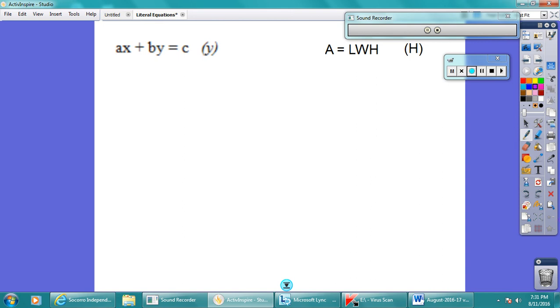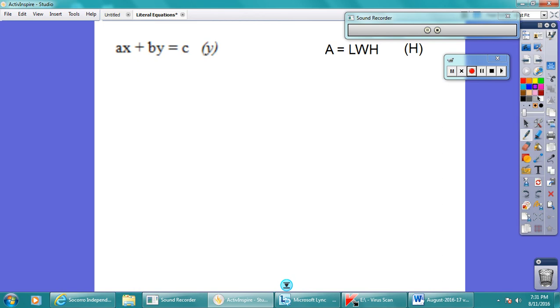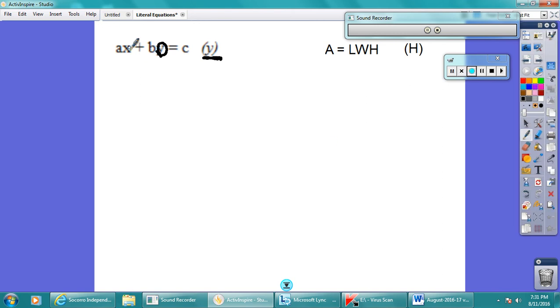All right, now we have the next example. AX plus BY equals C. There are no numbers here, but we're doing the same thing. It's telling us we're solving for Y. We're going to move everything over and get Y by itself. So we're going to take care of that AX first. It's a positive AX, so we're going to subtract it.